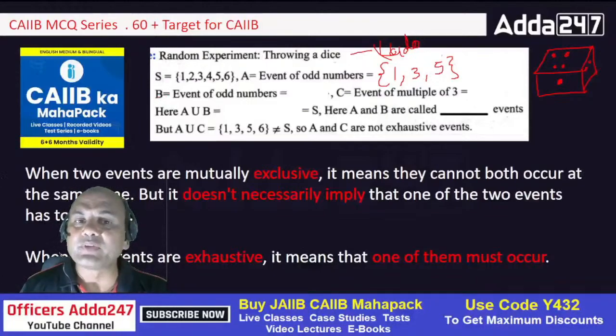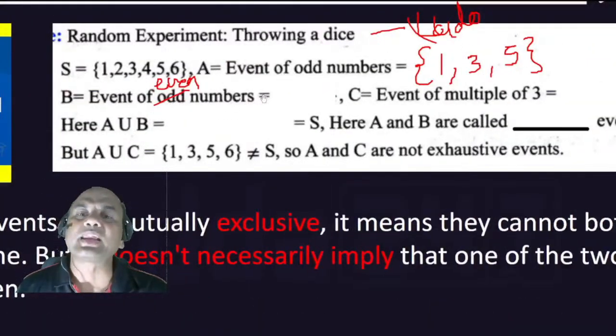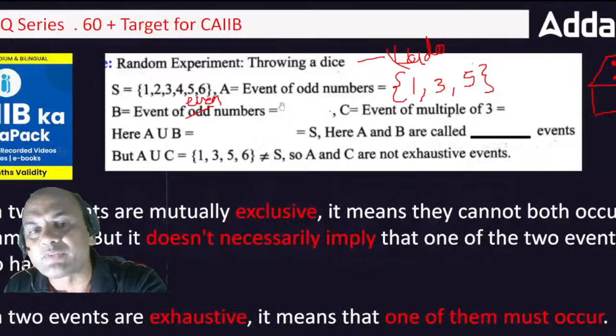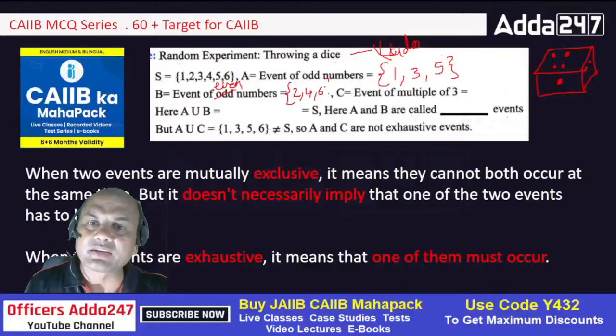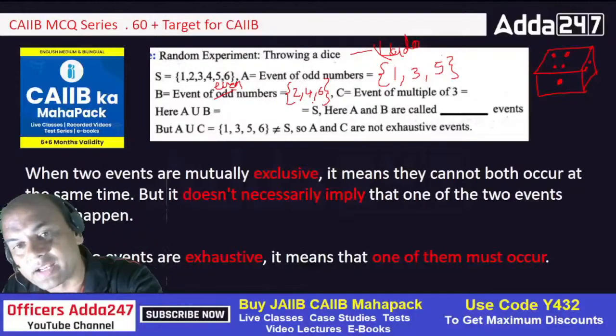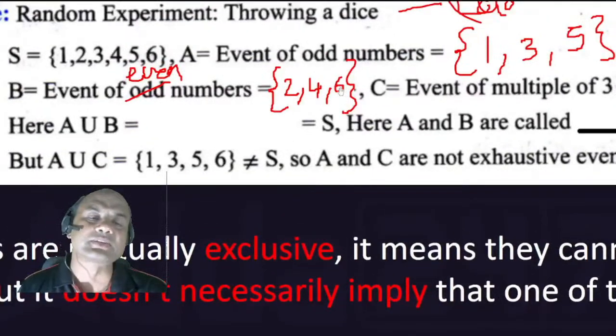Now B is an event of even numbers. So if B is an event of even numbers, what will I write over here? Make a bracket and just give me the numbers. Everyone type fast in the comment section. It is 2, 4 or 6, right? So this is my answer. See this, even numbers are 2, 4, 6.